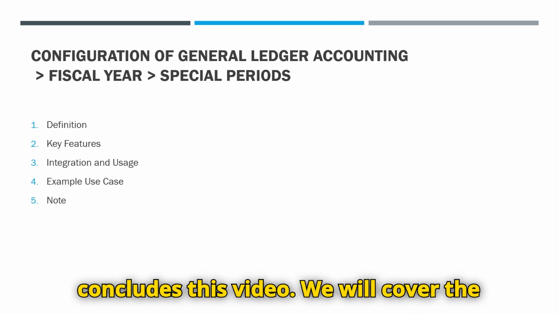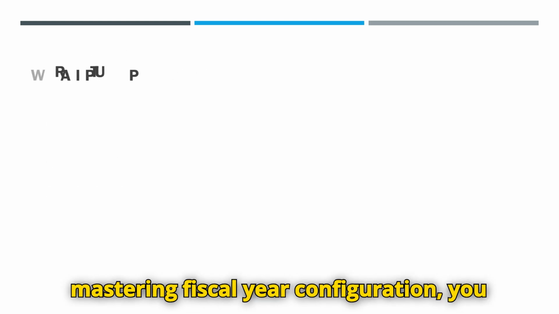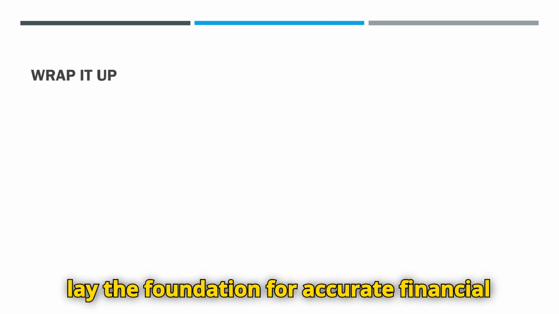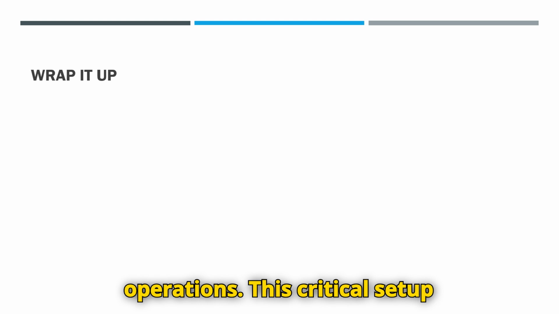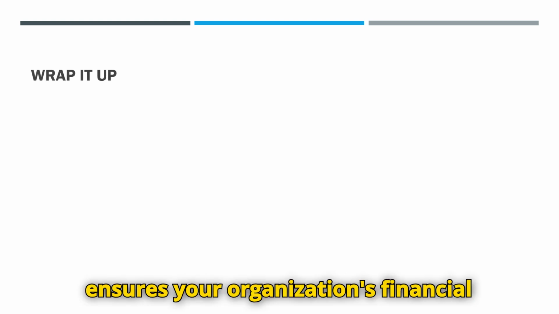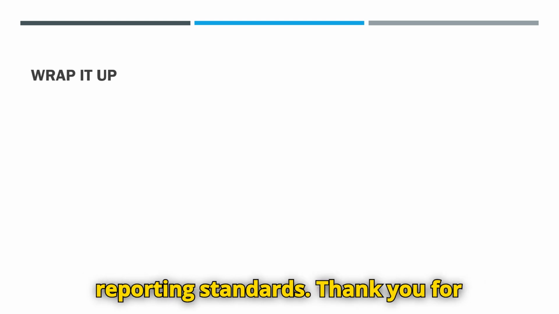This concludes this video. We will cover the remaining topics in the next one. By mastering fiscal year configuration, you lay the foundation for accurate financial reporting and efficient general ledger operations. This critical setup ensures your organization's financial data is structured and compliant with reporting standards.